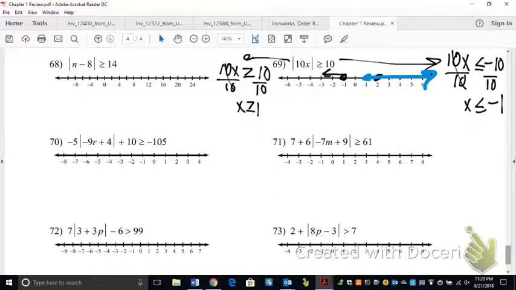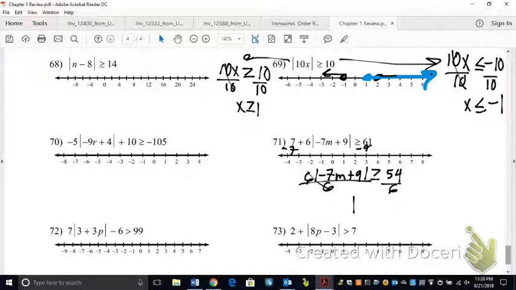So, 71. We're going to subtract 7 from both sides, because remember, we can only break out the absolute value bars once they're isolated on one side of the equation or the inequality. So here we subtract 7 from both sides. That gives us 6 times the absolute value of negative 7m plus 9 is greater than or equal to 54. Divide both sides by 6. Remember, up until the point where we're actually breaking out the absolute value bars, we treat it just the same as we would any other inequality.